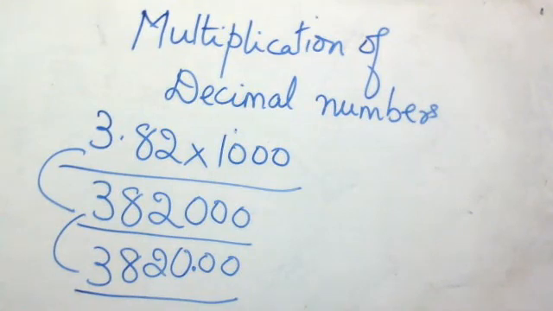38,820. Hope you have understood decimal multiplication as well as divisions.